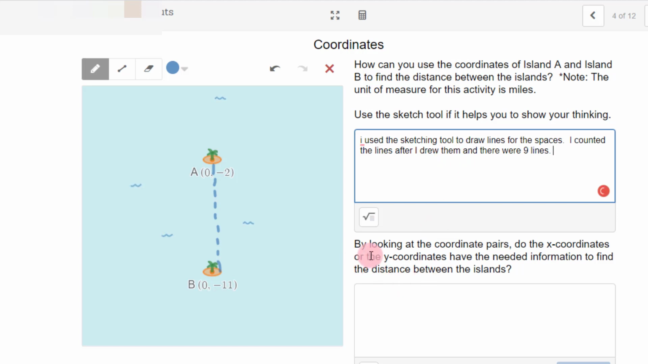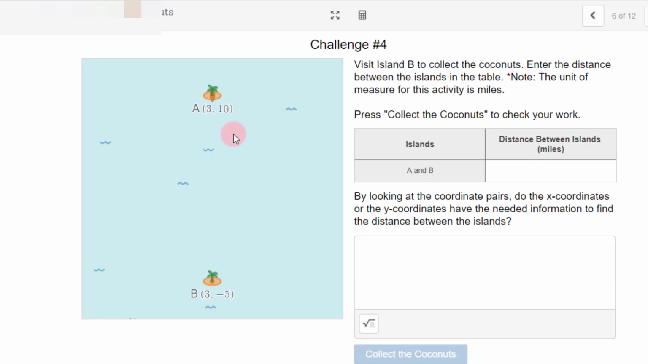Okay. And it'll say, by looking at the coordinate pairs, do the x-coordinates or the y-coordinates have the needed information to find the distance between the islands? And have the students write something out. Some of them might say it's the x-coordinates, right? They're not understanding which ones are the x and the y. Some of them will say it's the y-coordinates. We don't know. But this will give you information about where the students are actually making the connections. Okay? Same here. This time, instead of it being on 0, this island is in the 1st quadrant and this island is in the 4th quadrant.